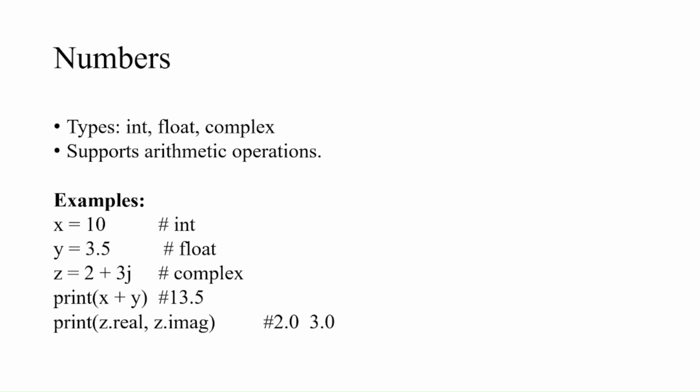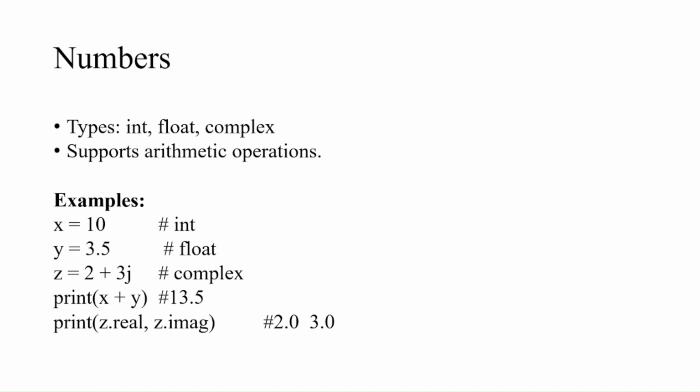Arithmetic operations. Examples: x equals to 10, it is an integer, and y equals to 3.5, it is a float because it has decimal number, and z equals to 2 plus 3j. Here real number is 2 and imaginary number is 3. We can do direct calculations like print x plus y. We can add int and float, float plus float, and int plus int like that. Next, we can print real number and imaginary number from complex number.